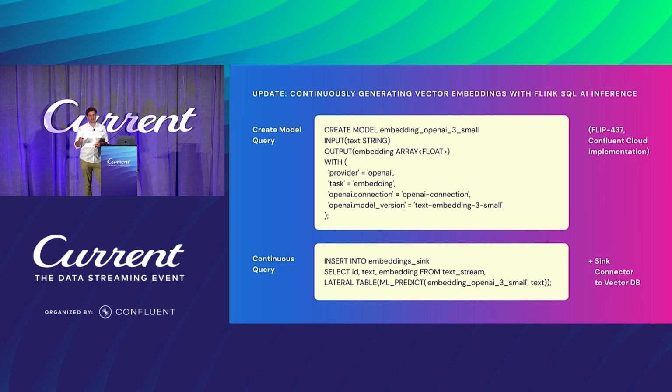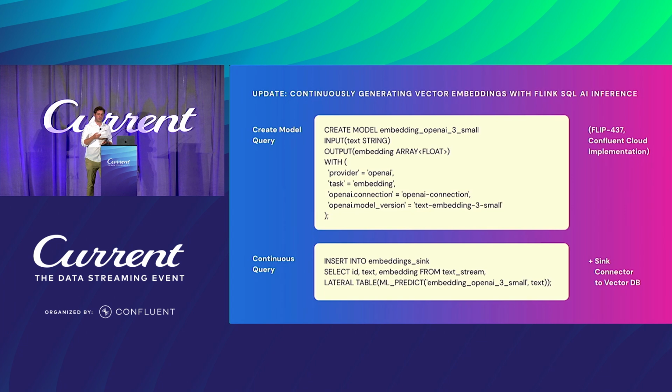So we were able to replace, let's say, a very heavy Java app that you saw before with, let's say, 10 lines of SQL, where you have basically a pipeline where you continuously generate vector embeddings with Flink SQL AI inference. That's FLIP-437. It's actually already implemented in Confluent Cloud. Hopefully it will come soon to Flink as well.